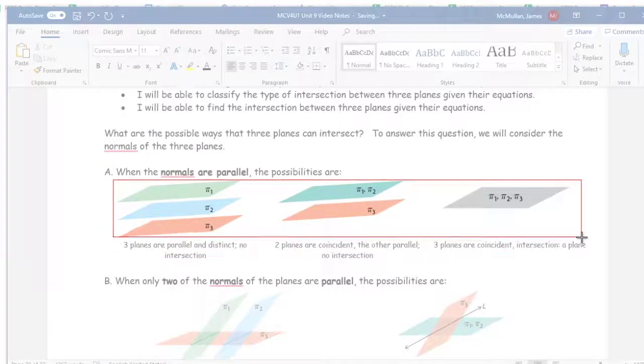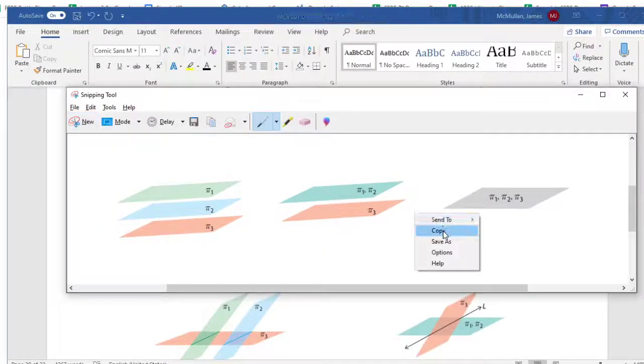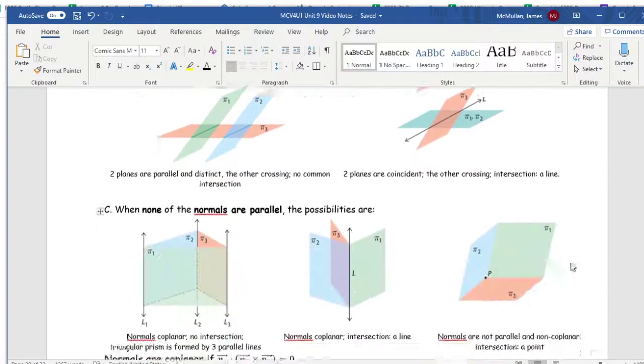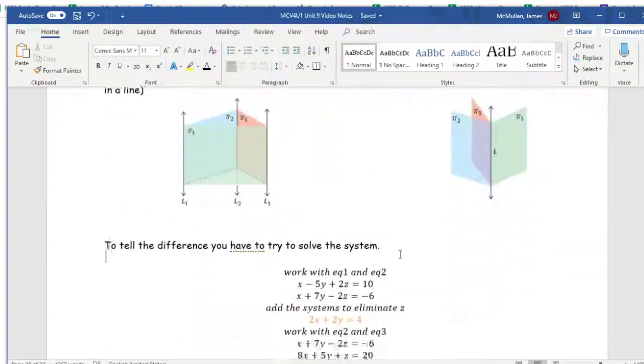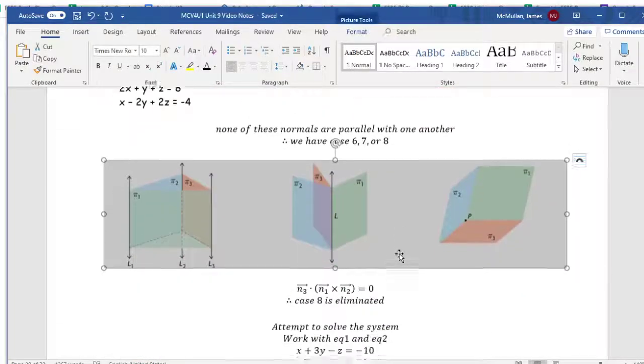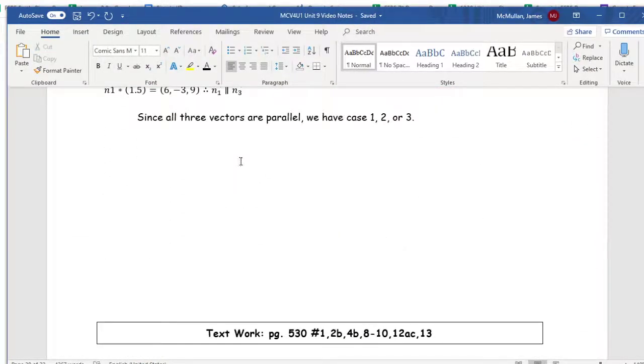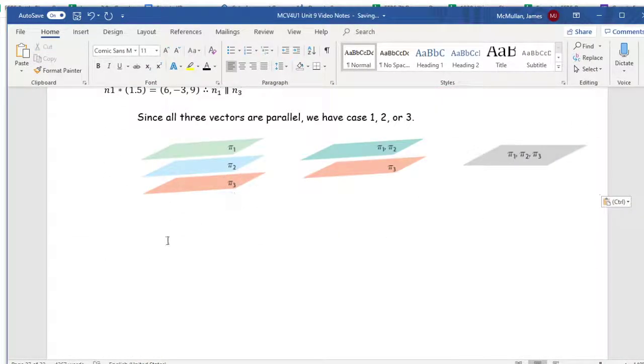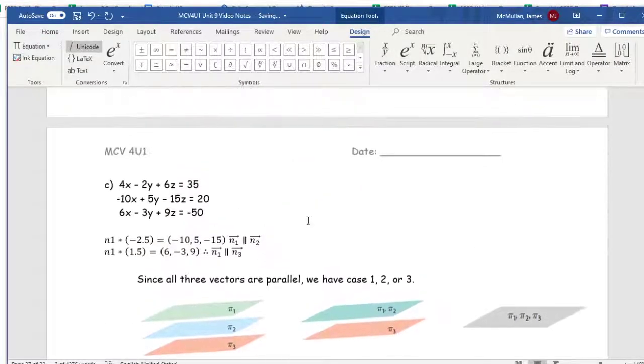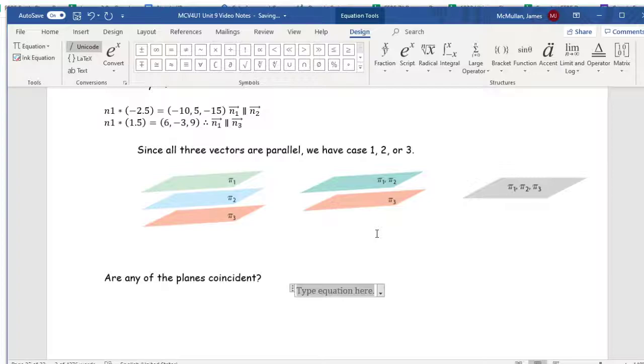Now, this can be a bit tricky. Not really too bad because all you're trying to do is establish, are any of the planes coincident? Again, to do this, what you want to do is try to solve. So let's say we worked with EQ1 and EQ2.